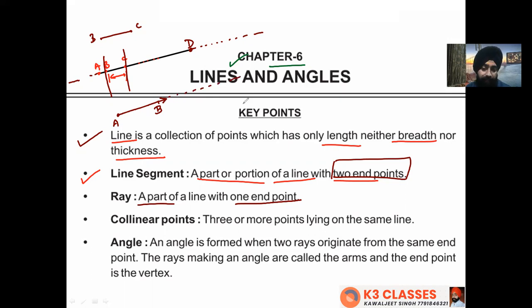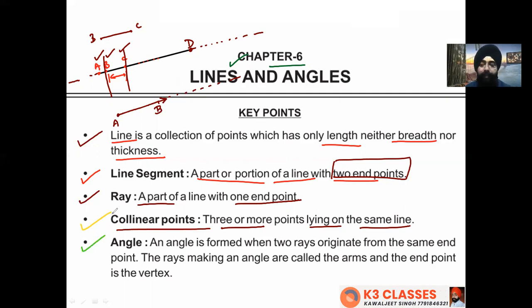Now, what are collinear points? Collinear points are those which lie on the same line. Three or more points lying on the same line are known as collinear points. So in the line over here, we can say that A, B, and C are collinear points because they lie on the same line.